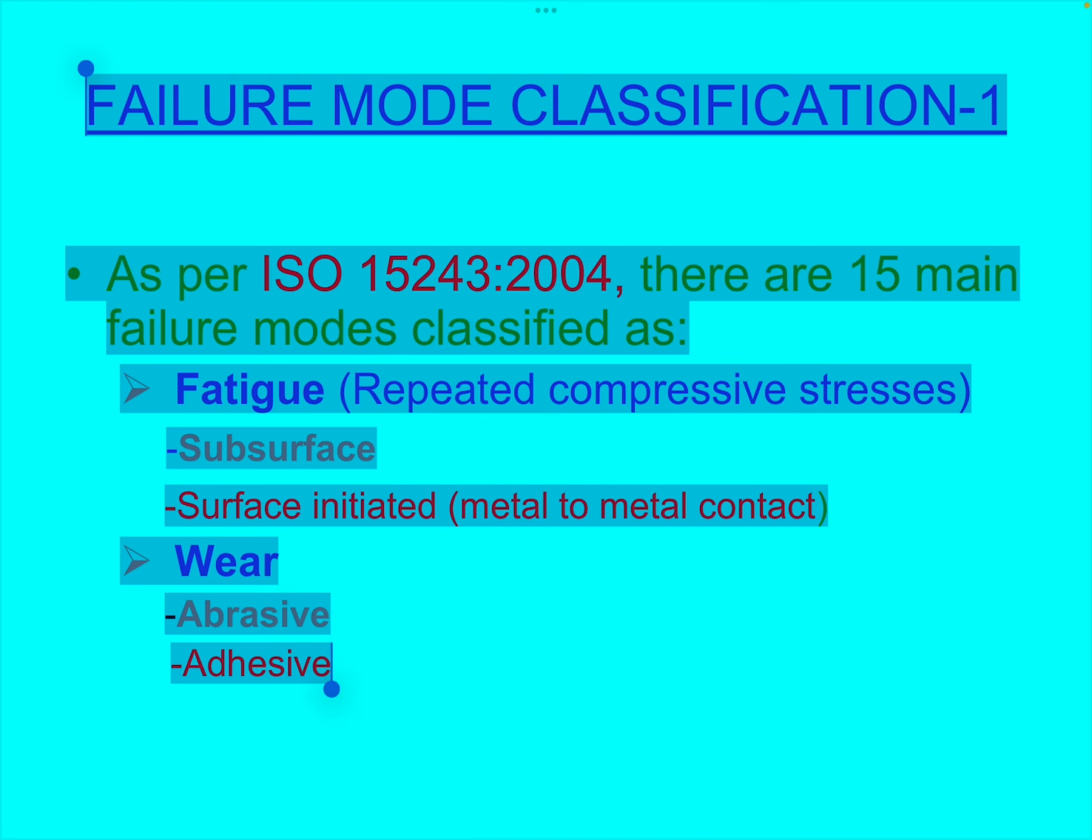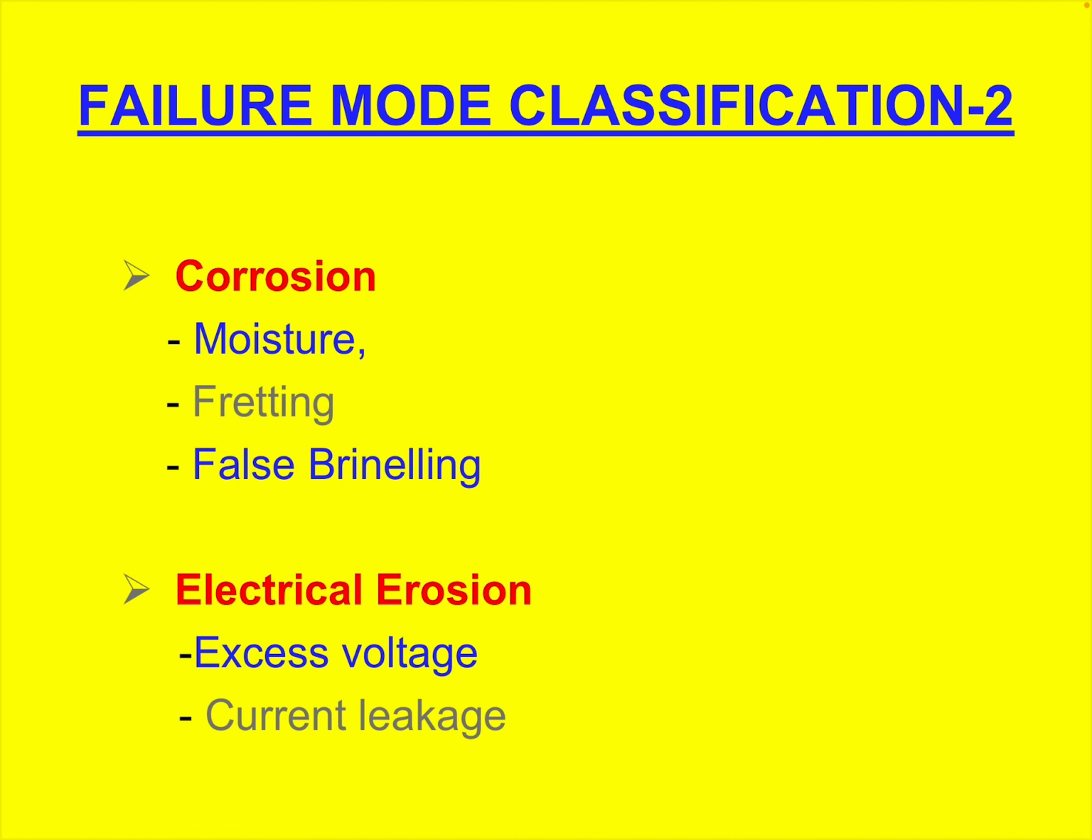Failure mode classification 1. As per ISO 15243, 2004, there are 15 main failure modes, classified as fatigue, repeated compressive stresses, subsurface or surface initiated, and metal to metal contact, wear, abrasive, adhesive.